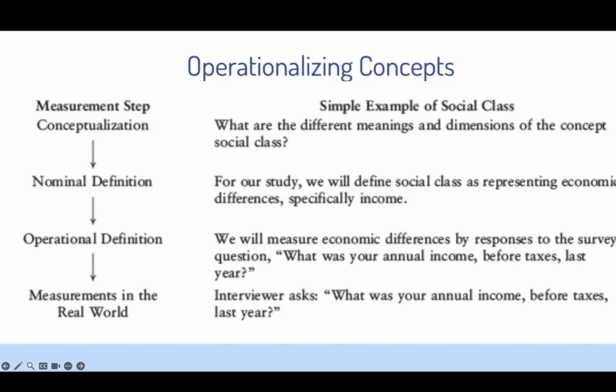Next, we advance to the nominal definition, where we articulate what we mean by income. Here, it represents the economic capital an individual has access to over a year. The operational definition stage is where we determine how we will measure these economic differences. We might ask participants to report their annual income before taxes in the previous year, providing a concrete figure that represents this aspect of social class.